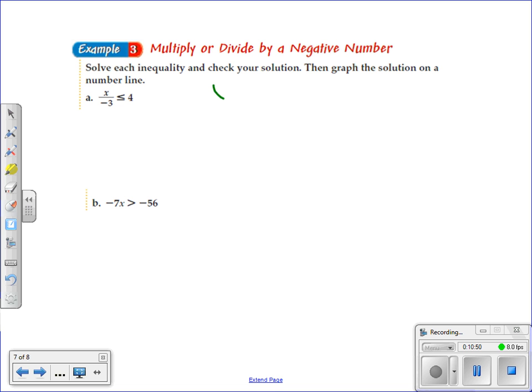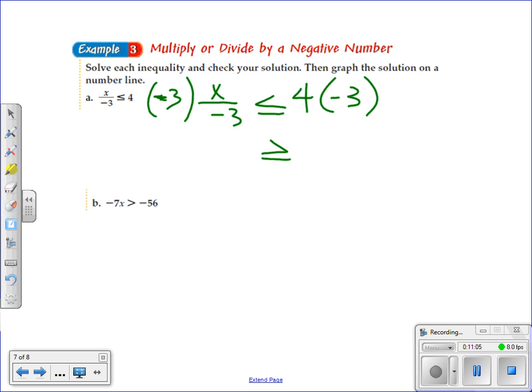So here are problems. x over negative 3 is less than or equal to 4. I'm going to multiply both sides by negative 3. And as soon as I see that I'm multiplying by a negative number, I'm going to flip my sign. Before I do any math, I'm going to flip that sign right away. Why? So I don't forget, okay? Negative 3 and negative 3 cancel out. I get x is greater than or equal to 4 times negative 3, or negative 12.